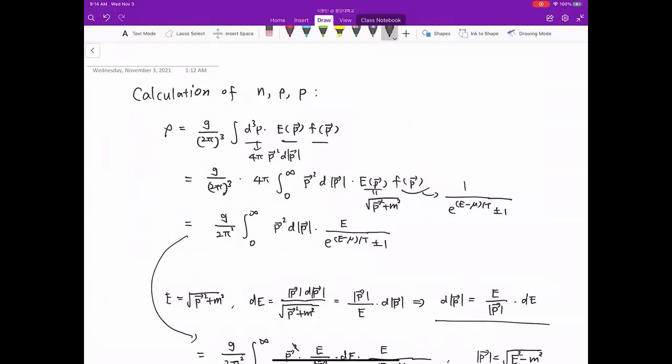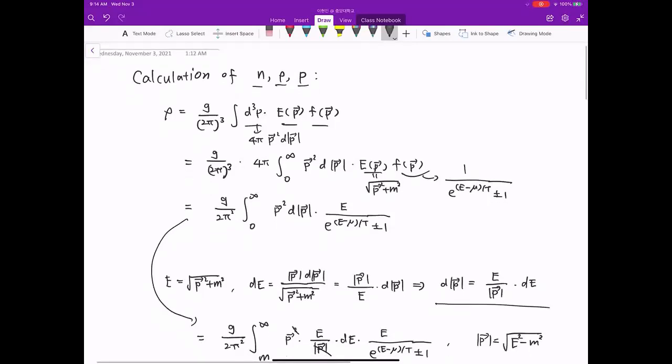So let me continue to discuss thermodynamics. In particular, we are interested in the calculation of the number density, energy density and pressure. So this is what we have already defined, the energy density, which is given by this expression. And this is the integral weighted by energy, and f is the phase space distribution.